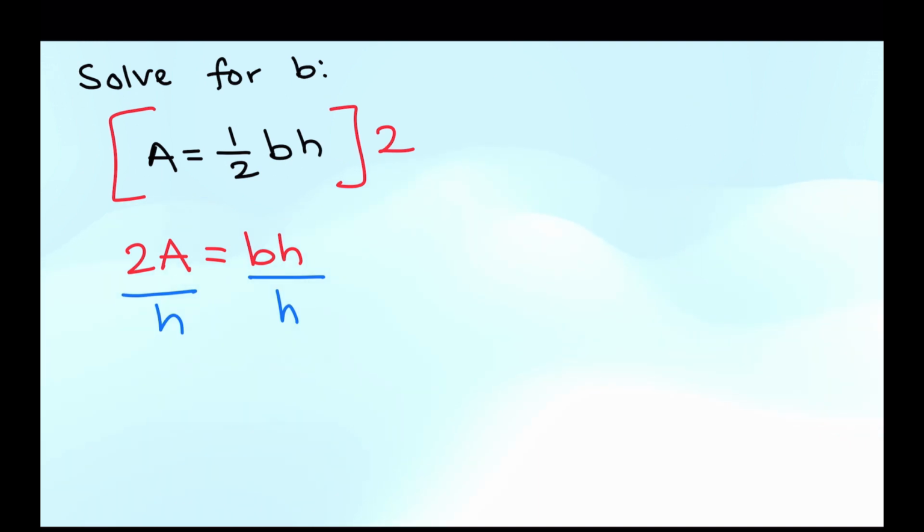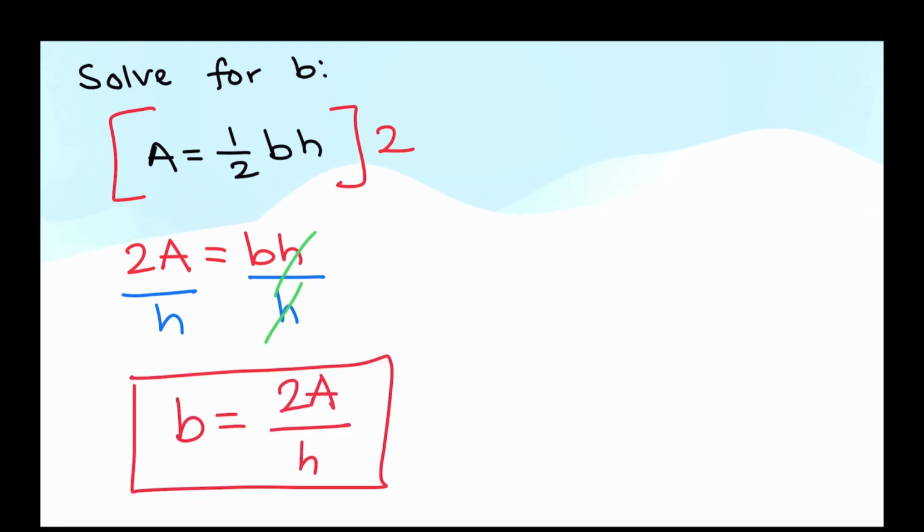We're trying to get b by itself, so we have to get rid of the h. Notice the h is being multiplied by the b, so we're going to divide both sides by h. That gets rid of the h's on that right-hand side. And on the left side, we are left with 2a divided by h. And that's it. That's my answer. We can't simplify that any further because we don't know what a or h are. So there's my final answer: b equals 2a divided by h.